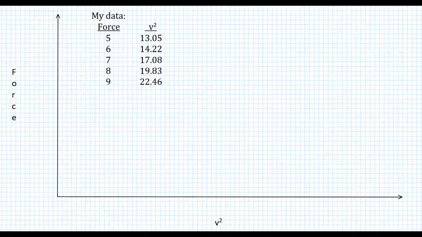Of course, you should try to determine the scale of your y-axis first, and just watch the video if you need a little help. I've drawn my axes, I've labeled them. Now I need to count how many grid lines I have on my graph paper, and I'll use those to spread out my data.